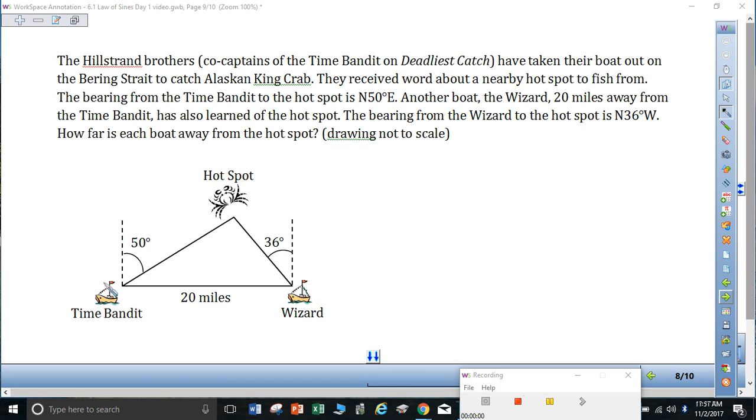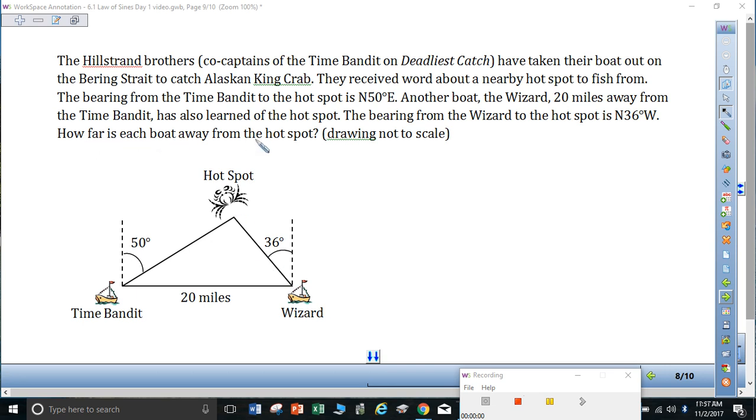So here's the Time Bandit, here's the hot spot, that's where they're trying to go. And if we think about the bearings, we're going to go north and then 50 degrees east. And so that's giving us an idea of the direction, the angle. Another boat, the Wizard, is 20 miles away from the Time Bandit. So you look at that here. They've also learned of the hotspot. The bearing from the Wizard to the hotspot is north 36 degrees west.